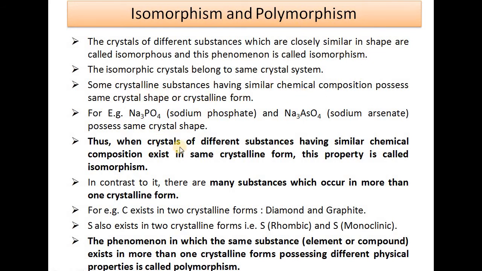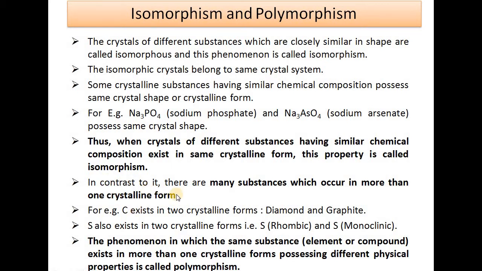Now, for an example, we can see here sodium phosphate and sodium arsenate. These two are having similar chemical composition and are having same crystal shape or crystalline form. So such type of crystalline substances which are having similar chemical composition and possessing the same crystal shape will be known as isomorphic compounds. So how can we define this? When crystals of different substances having similar chemical composition exist in same crystalline form, the property will be known as isomorphism.